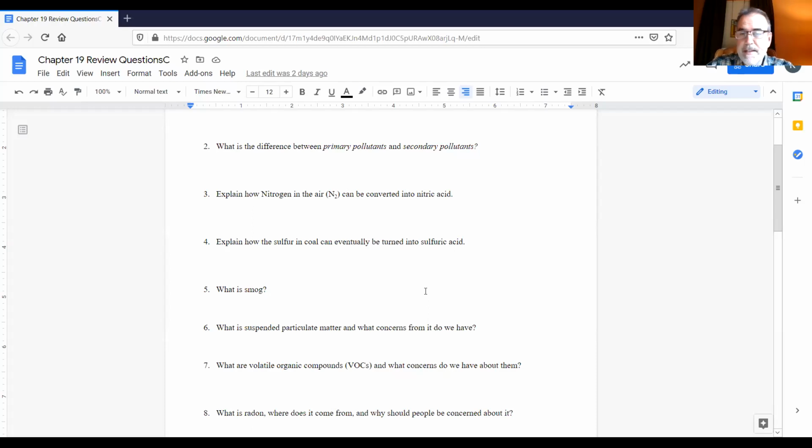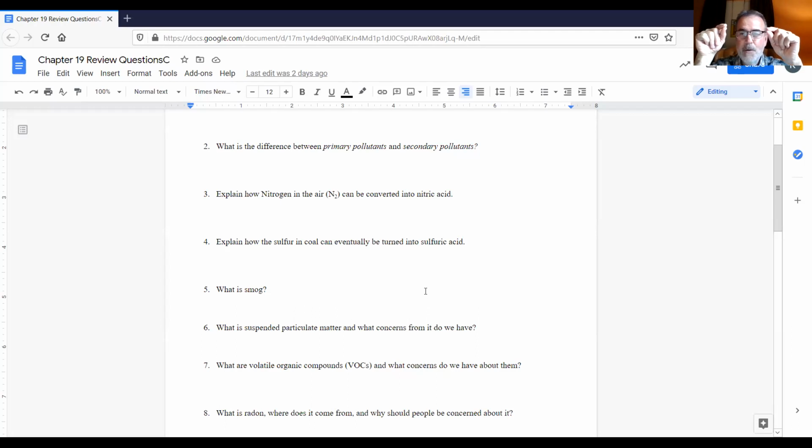All right, question 3. Explain how nitrogen in the air, which is N2, can be converted into nitric acid. So it's very important to remember the two main things in the air that we're breathing right now. 78% of the air you're breathing is N2 gas, nitrogen. 21% is oxygen, O2. So 99% of what you're breathing right now is nitrogen and oxygen.